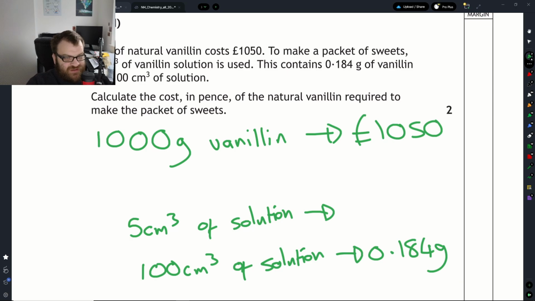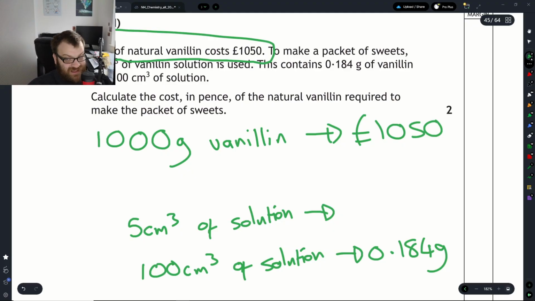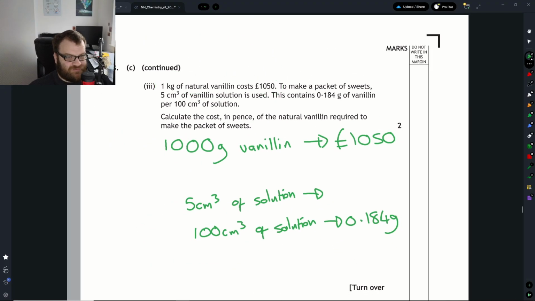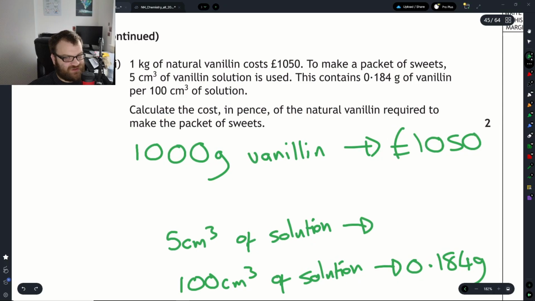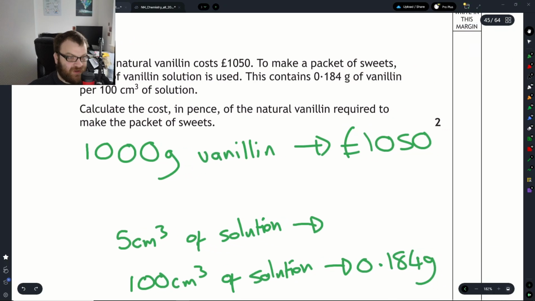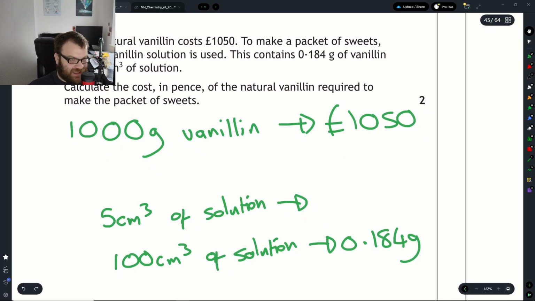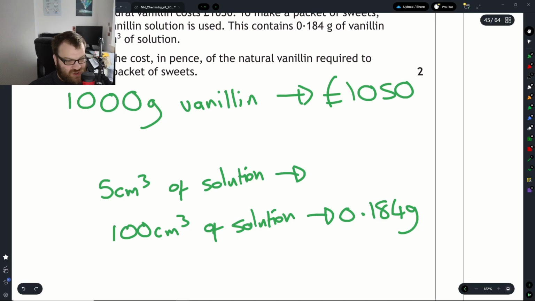First of all, this just says it in a line. It's linked together in the words. That's why they go together. I've then got 5 centimeters cubed of the solution mentioned, and it's important to look at what it's referring to. This is a solution, not the natural vanillin. It's when it's been diluted. Then we've also got another statement that says how many grams are in that solution, and that's the link between the two parts. So I need to turn my 100 centimeters cubed into 5.